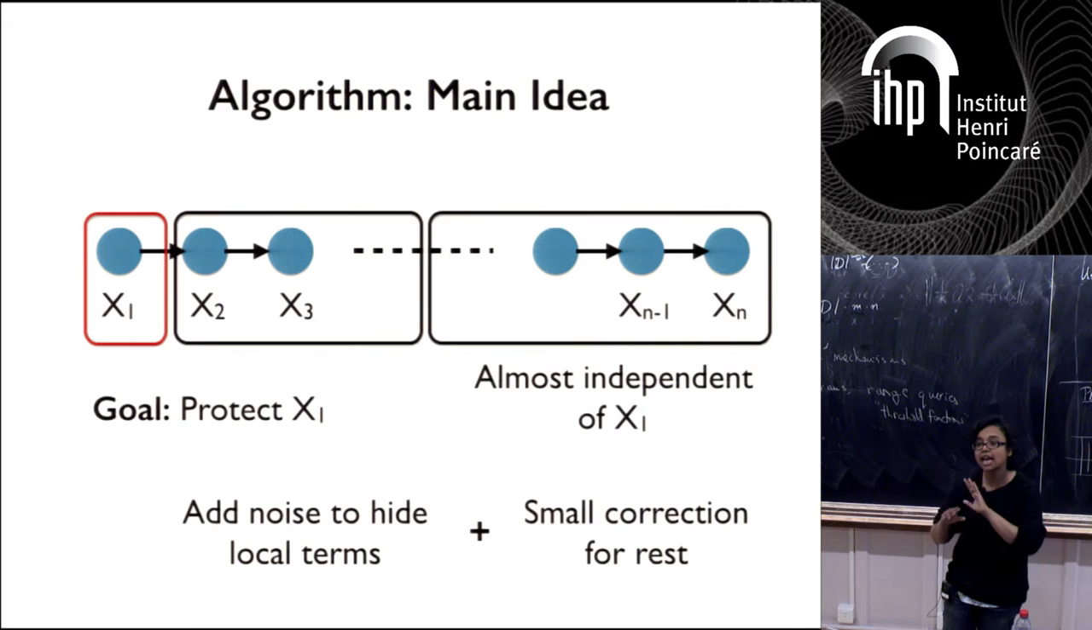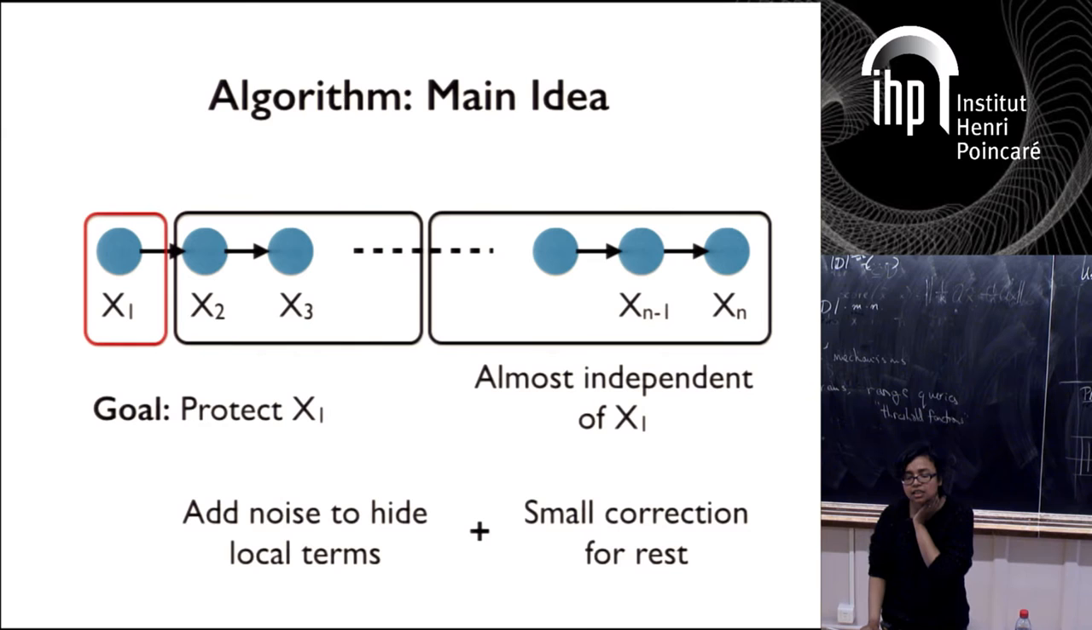Yes, question. So your objective here is to protect x1 only? If you do it over all the xi, that will give you a way to protect everything, right? So okay. This is the main central idea of that.